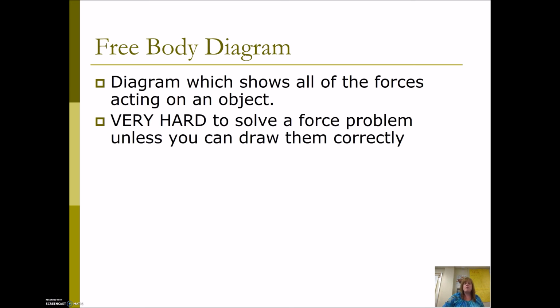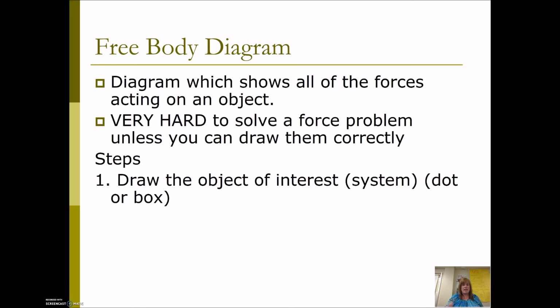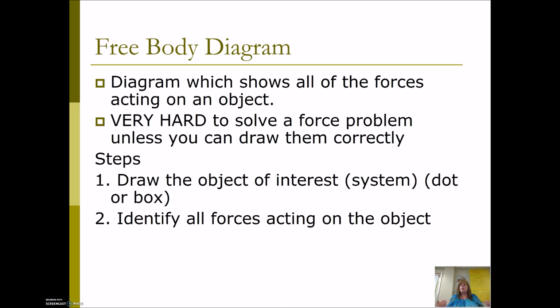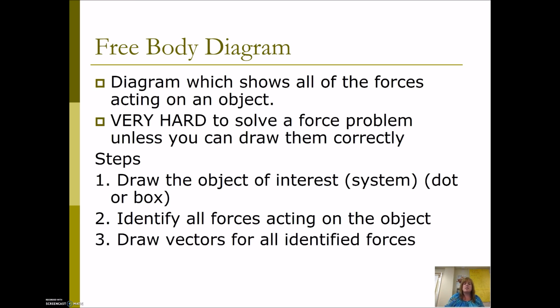So I can write my equation correctly. Now, the steps to drawing a free body diagram: one, you draw the object of interest or the system of interest as a dot or a box. No fancy pictures. If it's a car, don't draw a car, draw a dot or box. You go through and identify all the forces. Is there a force of gravity? Absolutely. All objects will have a force of gravity in their free body diagram. Is there a spring? Then we have a spring force. Is there a rope? Then there's a tension force. Is it on a surface? Is there a normal force? Is there friction?